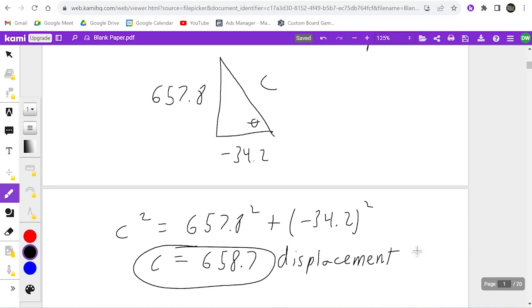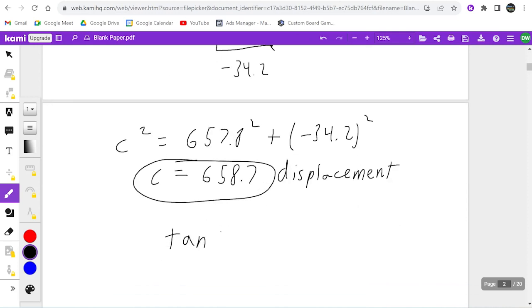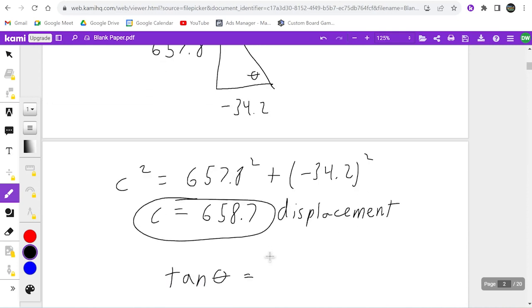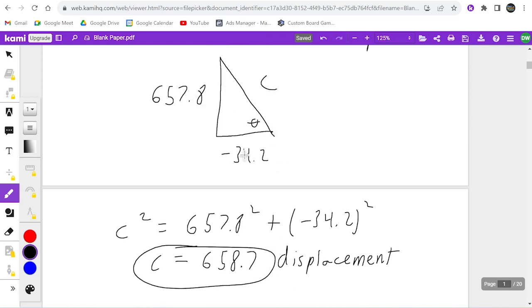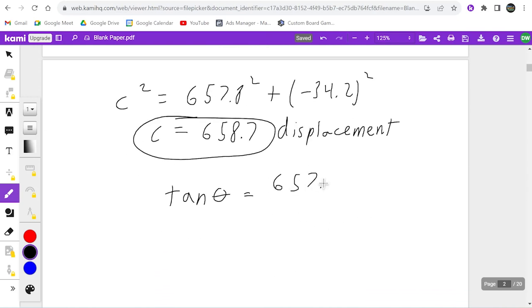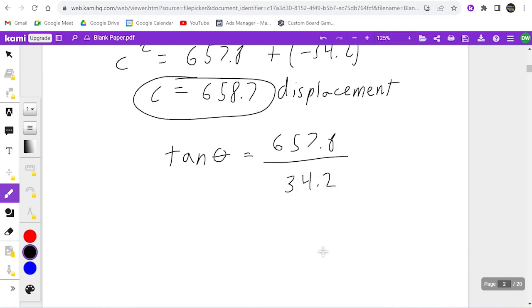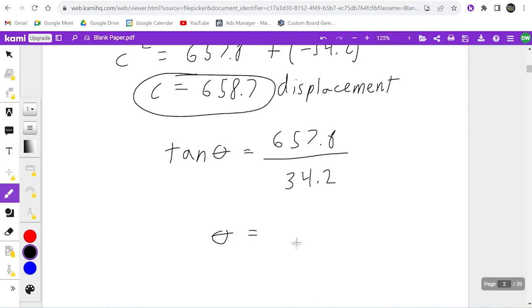And now for the angle, I'm definitely going to keep the angle positive. Why? First, let me write it. So if I do tangent theta correctly, it would be opposite over adjacent. 657.8 over... Again, I'm going to keep it positive just for a second, and I'll tell you why. Because if I solve this, I get theta equals 87.0 degrees. And I didn't actually do this, but if I quickly plug in 657.8 divided by negative 34.2, then I get an angle of negative 87 degrees.